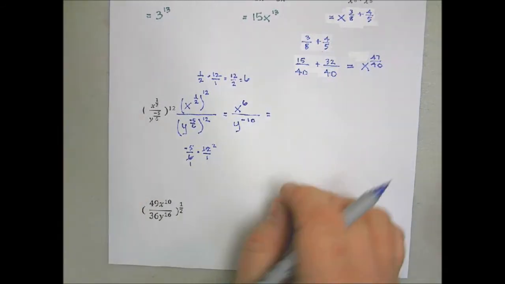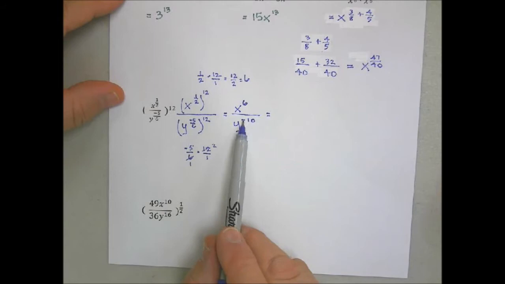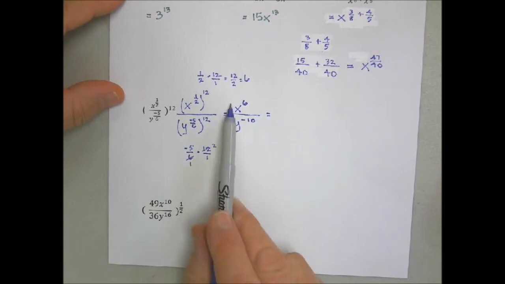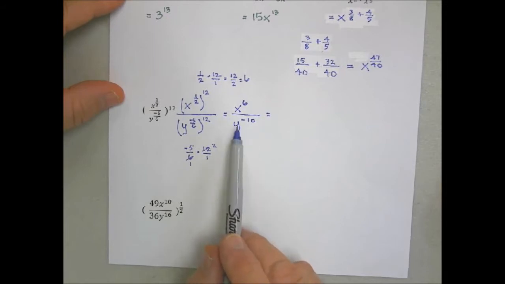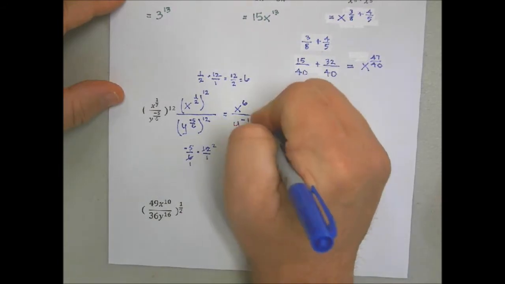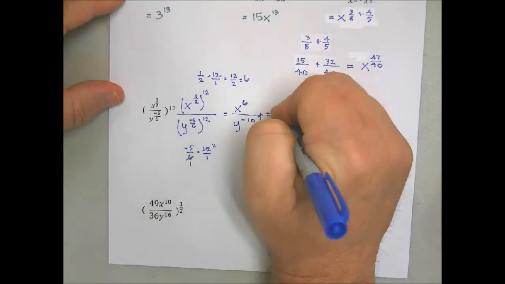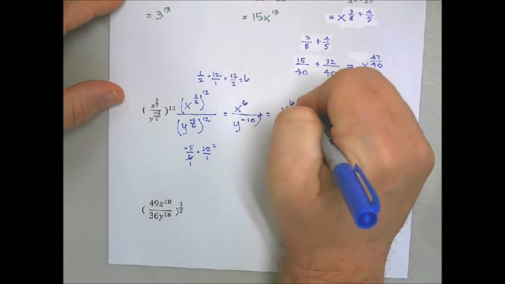And now all I need to do is apply one more rule that says when I have a negative power, if what it's affecting is upstairs, it winds up going downstairs, but this one actually is downstairs already. It's in the denominator, so it needs to come up. So my final answer to this problem is x to the 6th, y to the 10th.